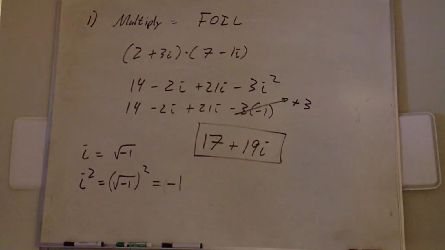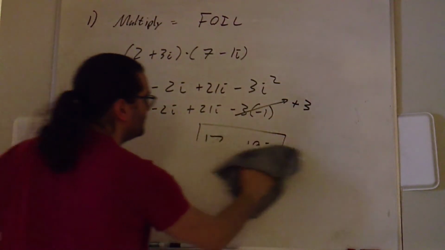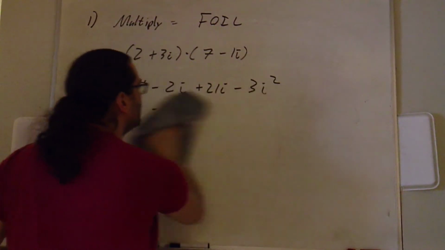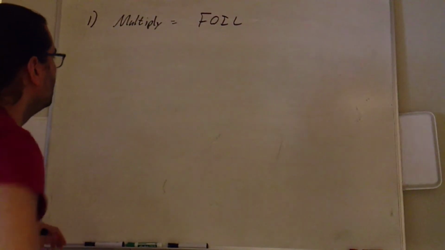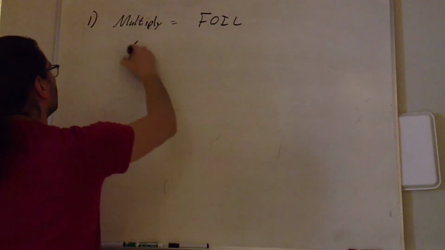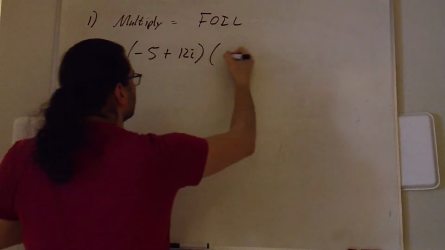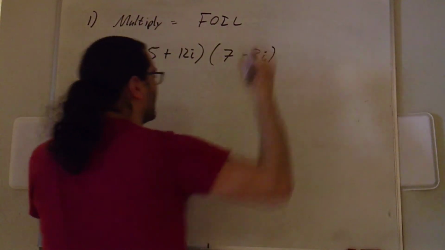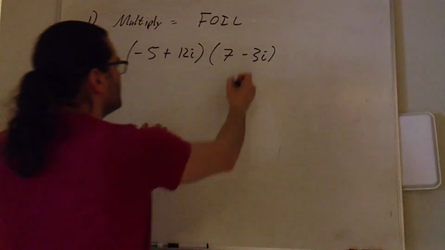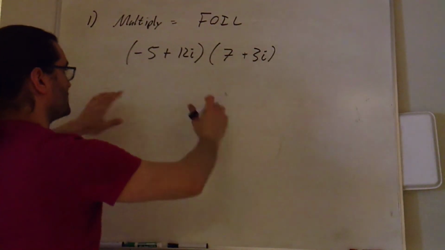I'm going to do one more of these real quick, and then we'll move on to the exciting stuff. Let's do negative 5 plus 12i times 7 minus 3i. No, let's do plus 3i. There we go. Okay. Again, the process is just FOIL.